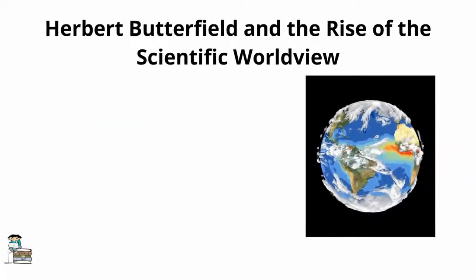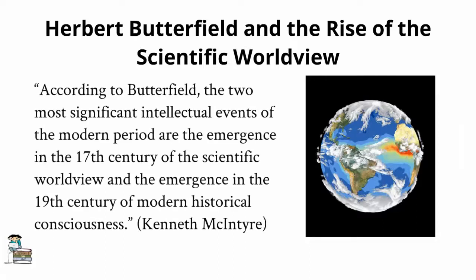The move away from Aristotelian natural philosophy, the increased use of mathematics to describe the natural world, and the rise of the mechanical philosophy were all very significant for the future development of science. The changes were seen as so significant by the famous 20th century British historian Herbert Butterfield that, as Kenneth MacIntyre says in his book Herbert Butterfield, History, Providence, and Skeptical Politics, according to Butterfield, the two most significant intellectual events of the modern period are the emergence in the 17th century of the scientific worldview and the emergence in the 19th century of modern historical consciousness.